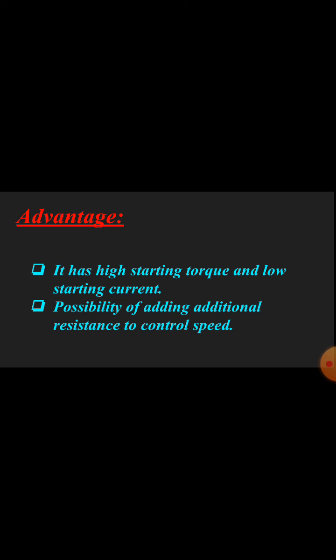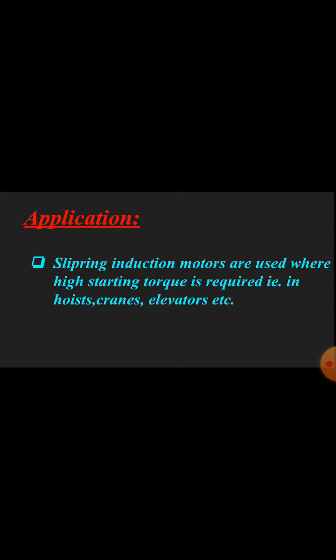Sorry, guys. Advantage: it has a high starting torque and low starting current, and there is the possibility of adding additional resistance to control speed. Application: slip ring induction motors are used where high starting torque is required, that is in hoists, cranes, elevators.